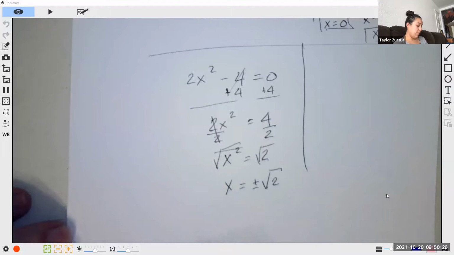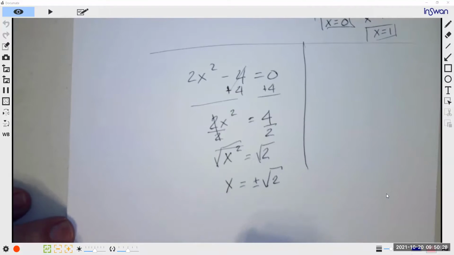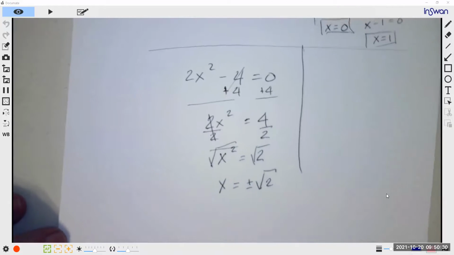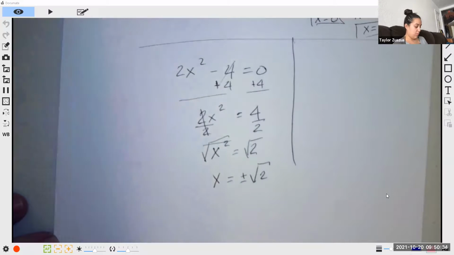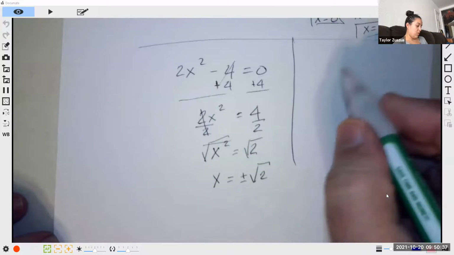oh, don't forget that plus or negative. That plus or minus is very important. That gives you two answers: plus or negative square root of 2.